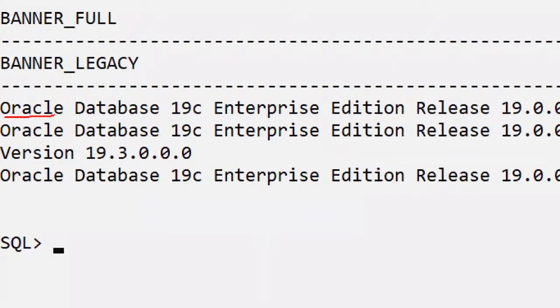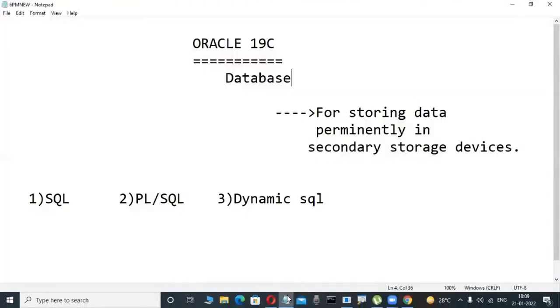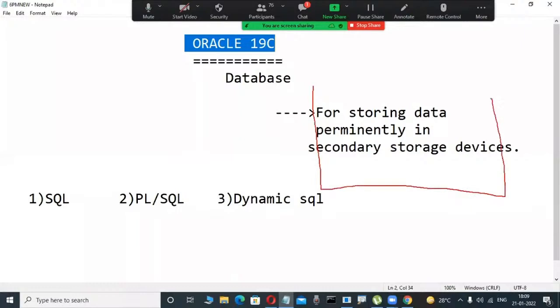Oracle is a product from Oracle Corporation. What type of product is it? A database product. The version we are learning in our course, 19C, is a version of this DB product. What is a database? Once we install the Oracle software, some place is automatically created on the disk. In this place, we permanently store data.